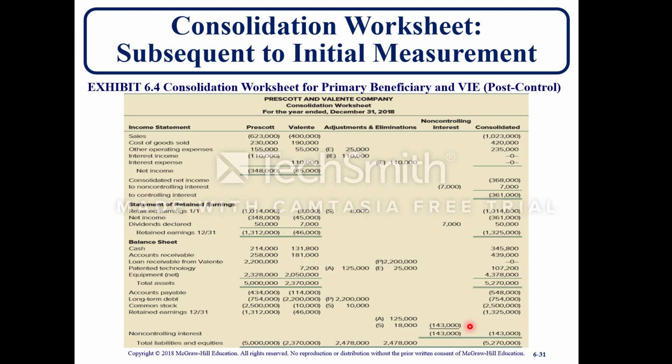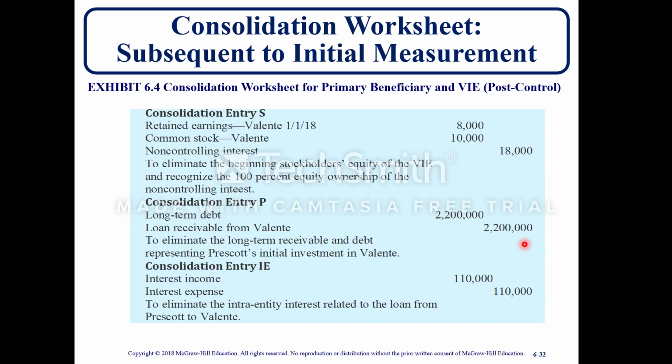Consolidated worksheet subsequent to initial measurement. This is following the initial acquisition year. Here you have Prescott and Valente again, the adjustments and eliminations, non-controlling interest, and your consolidated column. Again the entries S, A, and P, and here you also have E and I. Each one is illustrated here.